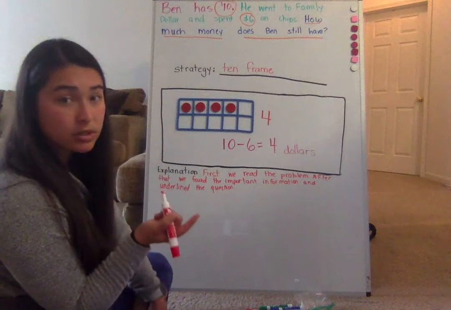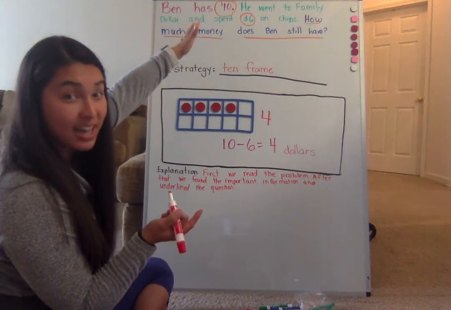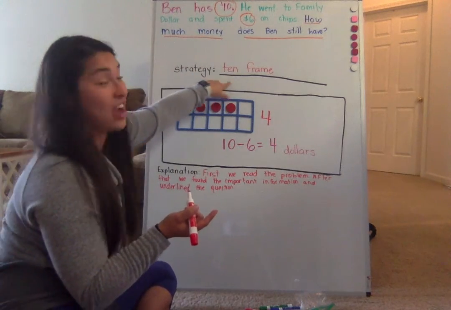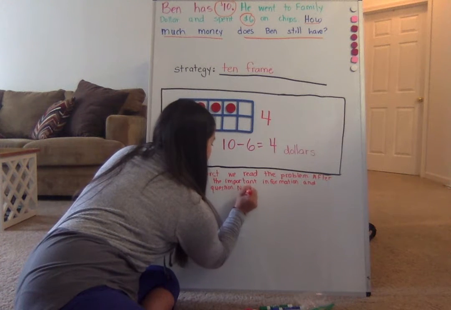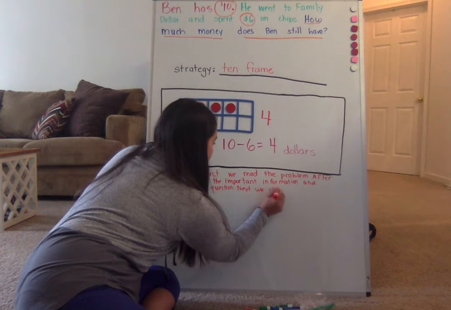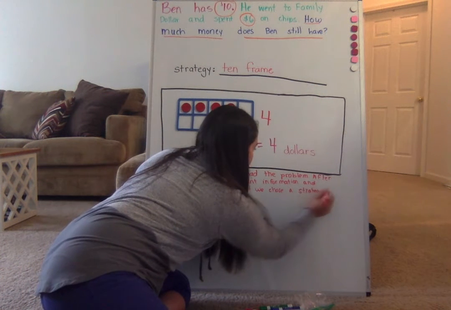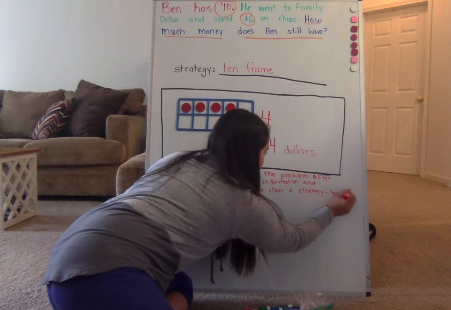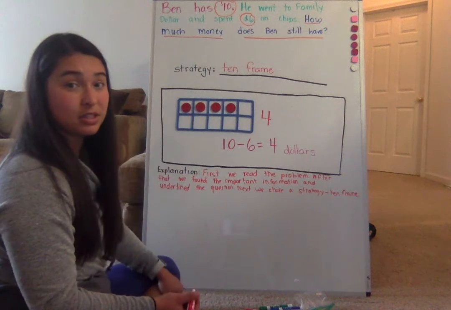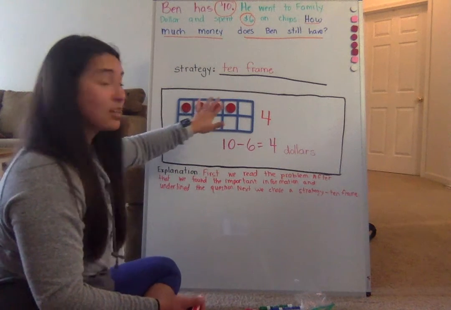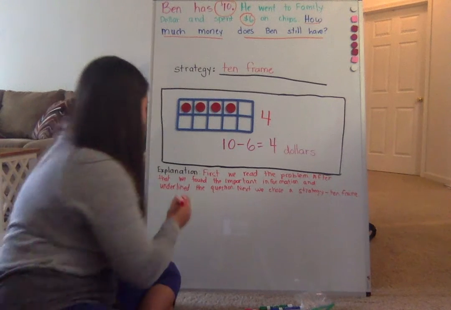Next, what did we do? After we read it, found the important information, underlined the question, what did we do? Yeah. Next, we picked a strategy. And what was our strategy? 10 frames. So, all right, next, we chose a strategy, and that was the 10 frame. Then we had to show our work. So then, what did we do? Then we put 10 dots in the 10 frame, and we took away how many? 6, because that's what he spent.